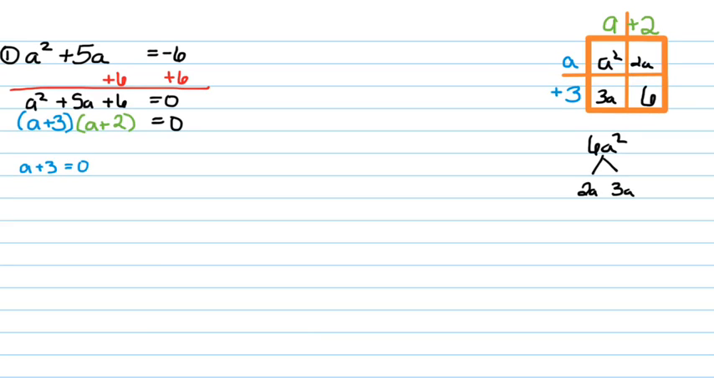And when I solve this, I subtract 3 from both sides, and I get a is equal to a negative 3. Now we're going to do the other one. A plus 2 equals 0, and I subtract 2 from both sides, and I get a is equal to a negative 2. And it's one or the other of these is the solution. I put them in the solution set, least to greatest, so negative 3, comma, negative 2.